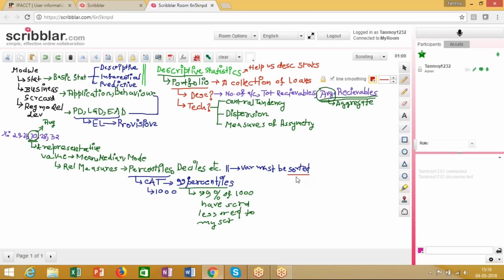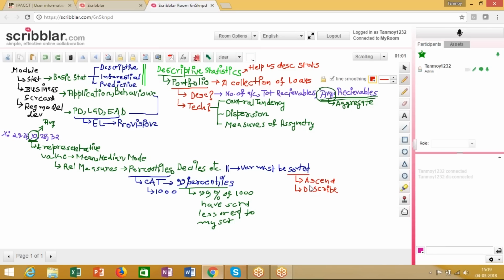So the sorting can be done both in ascending or descending order, depending upon what you actually want. So basically, if you take the example of CAT that I have given, if I say 99 percentile, what it means is the 0th percentile is the lowest value and the 100th percentile is the highest value. So basically, the numbers have been sorted from highest to lowest. So the value below which 99% of the population lies. So that is where the values have been sorted in the descending order.